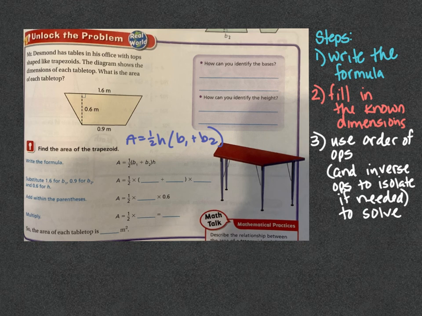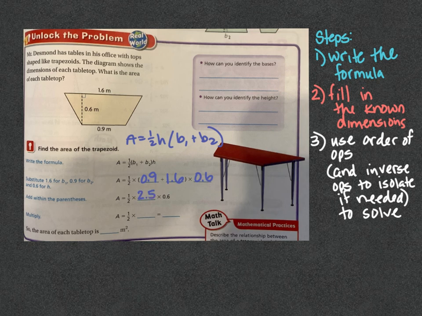Okay, so then we fill in our known dimensions. Let's start with base 1 and base 2. Base 1, 0.9. Base 2, 1.6. And then the height of 0.6. Okay, and now order of operations says I need to solve what's in my parentheses first. So I'm going to do this addition. 0.9 plus 1.6 will be 2.5.